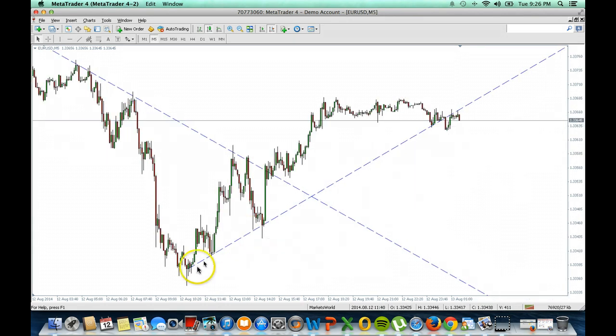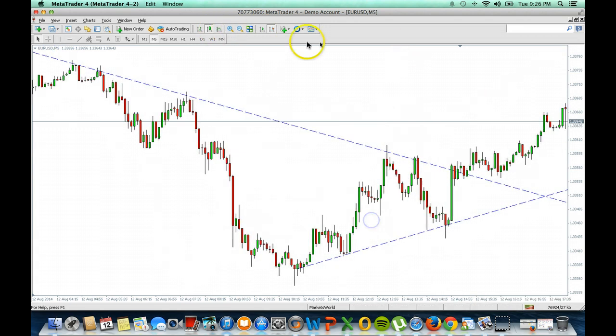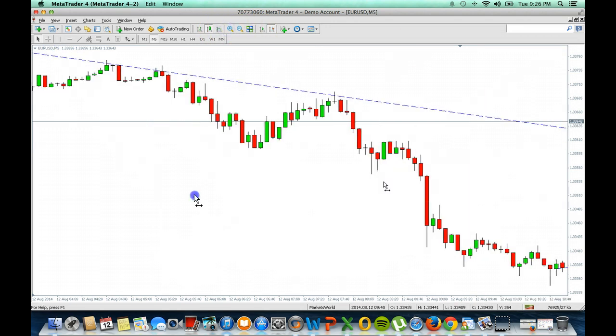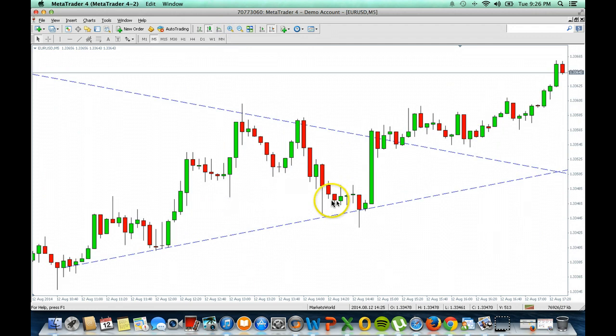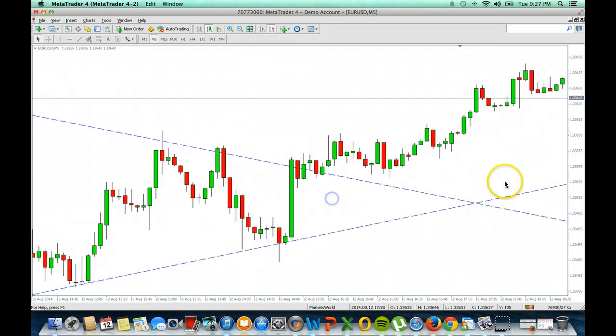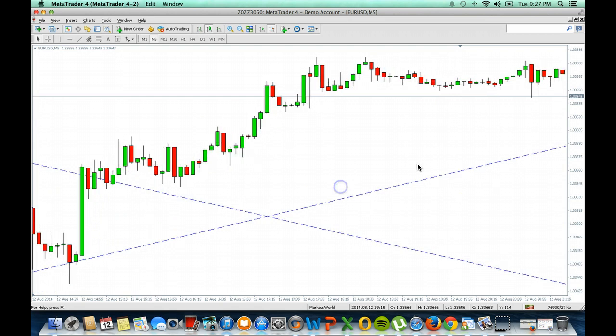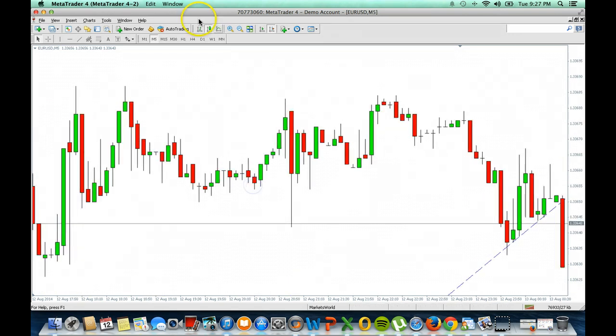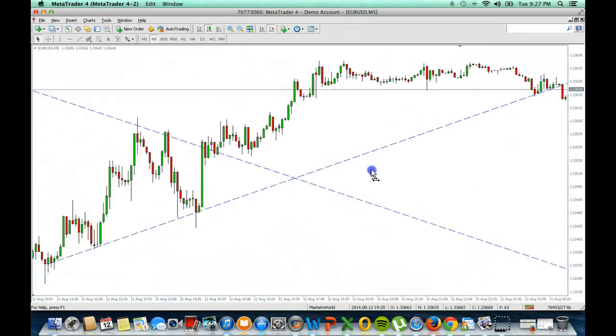All right, so I drew my lines, and as you can see, we zoom in. And you can see a reversal pattern, boom. This is why reversal patterns are important, and you need to know them, or at least have that cheat sheet with you when you're trading.